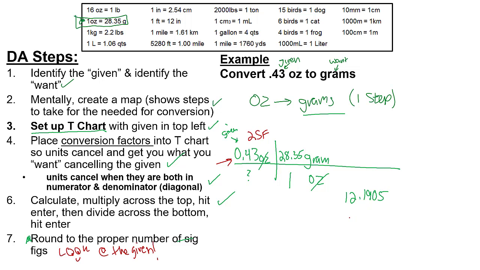So I am going to round 12.1905 to 2 significant figures. I find my second significant figure, which is the 2 here. All of these are significant but don't matter. I look to the number that's next to it. It's a 1. That means leave this guy alone. And that gives me 12 grams for my answer. And that is your first simple dimensional analysis problem.